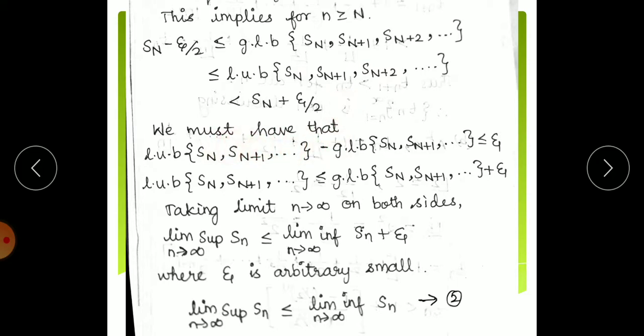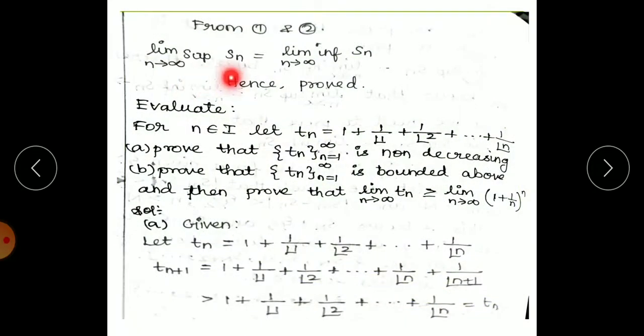So we must have that LUB of that sequence minus GLB of that sequence is less than or equal to epsilon. So LUB of that sequence is less than or equal to GLB of that sequence plus epsilon. Now, taking the limit as n tends to infinity on both sides, we get limit superior Sn is less than or equal to limit inferior Sn plus epsilon. Since epsilon is arbitrarily small, we can omit it. So limit superior Sn is less than or equal to limit inferior Sn. You can take this as the second equation. From the second equation, together with the first, limit superior Sn equals limit inferior Sn, hence proved.